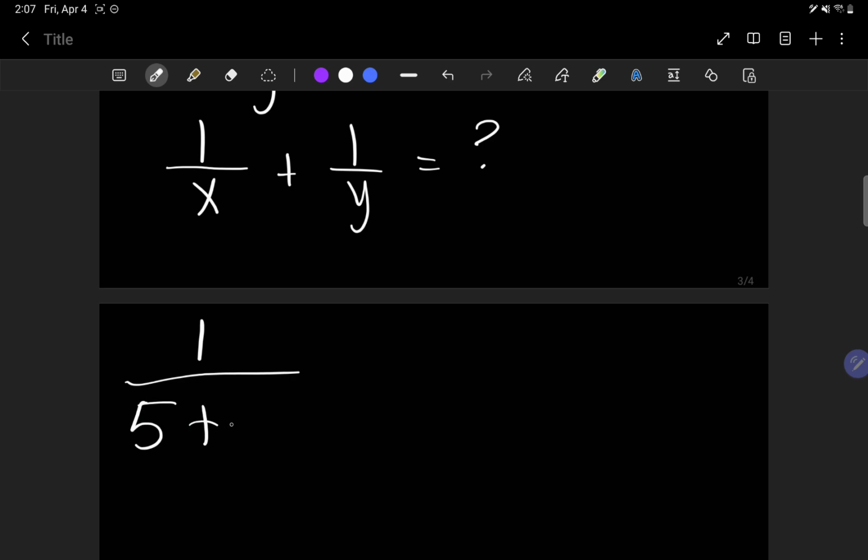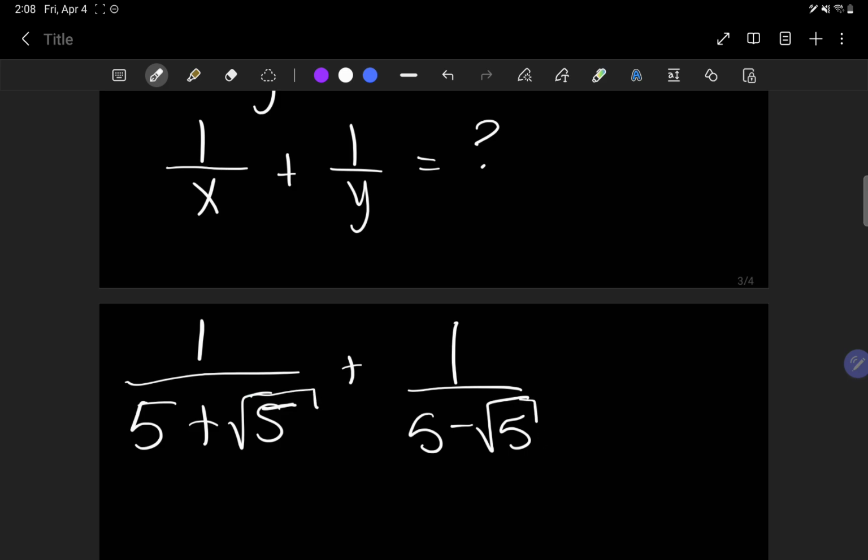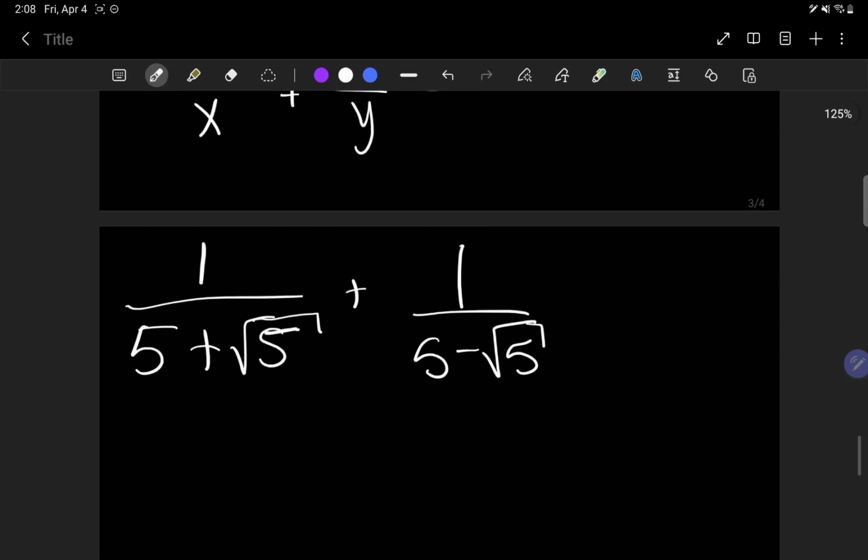5 plus root 5, and I guess honestly it doesn't matter which one's which. Oh, is that square root of 5? Are you making fun of my 5s? A little bit. Surprised you don't make fun of my square roots, because I don't write them with the little tail that you do. That's okay, those weren't bothering me.